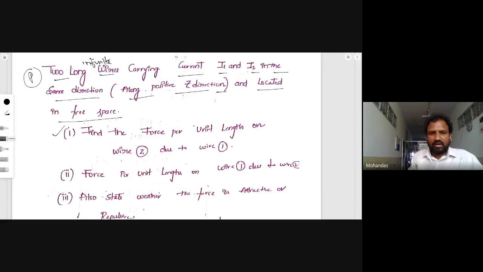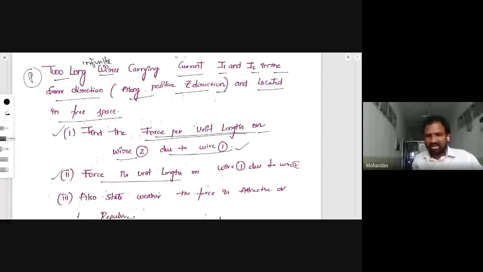The first problem is to find the force per unit length on wire 2 due to wire 1. That is the first question. The second question is the force per unit length on wire 1 due to wire 2, and whether it is attractive or repulsive.